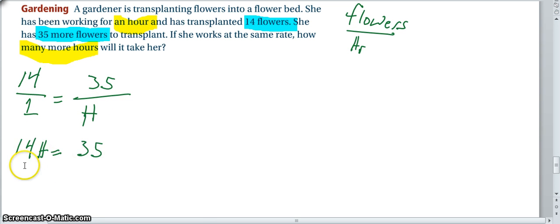So when we cross multiply, get our cross products, we see that 14H is now equal to 35. And to get rid of our 14, we just want to, yeah, that's right, divide. And when you take 35 and you divide by 14, we get that it will take her a remaining time of 2.5, and our label on that again was hours.